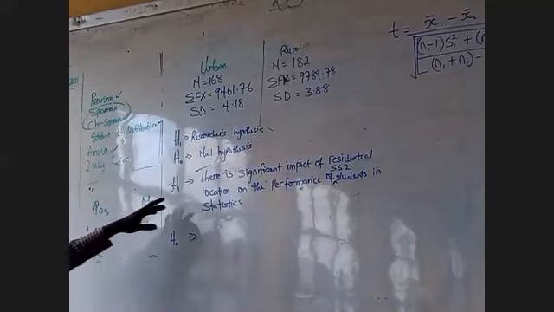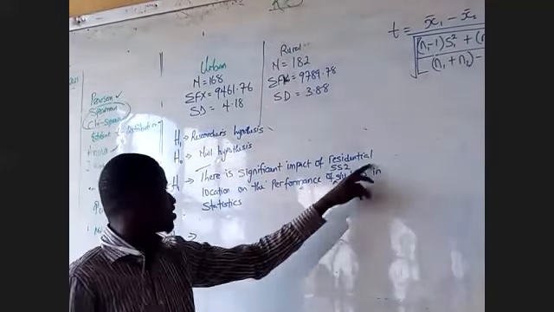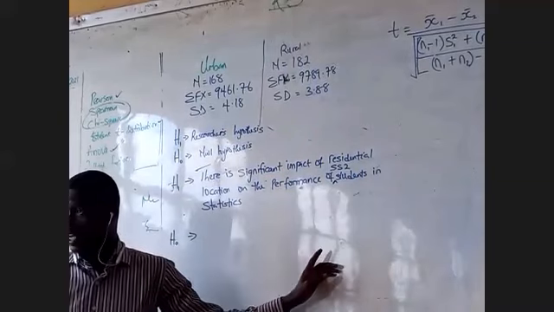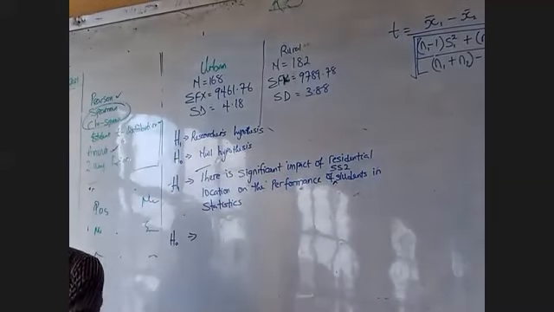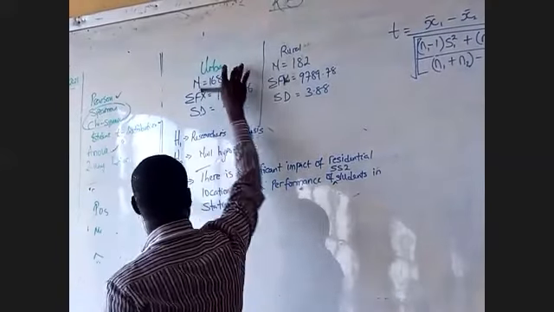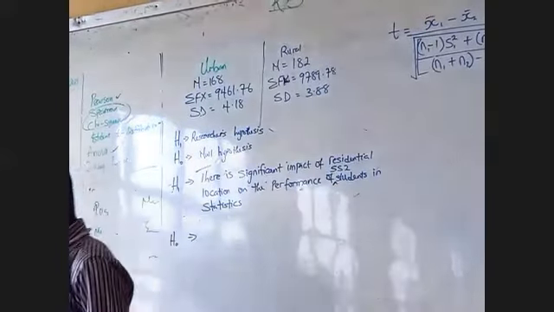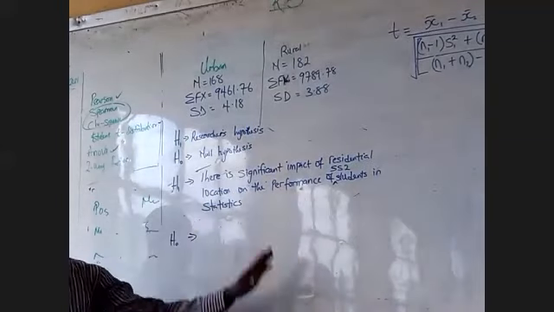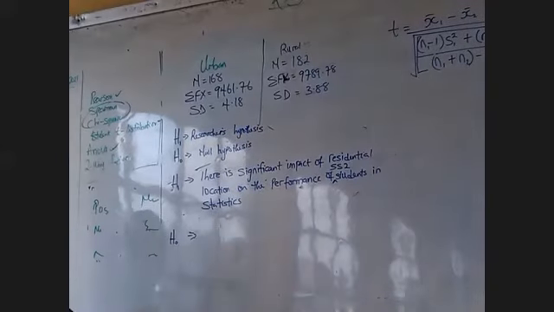So, for instance, in this question, there is the impact of residential location. Do you get it now? On the performance of students. And we're having two samples. We have the rural location, the urban location. That's why we are making use of the student test for this question. I hope that is clear, right?